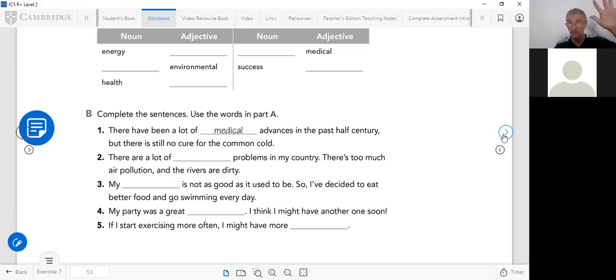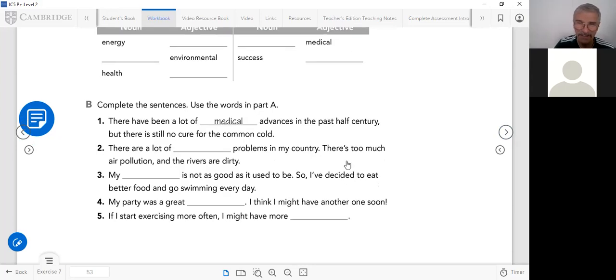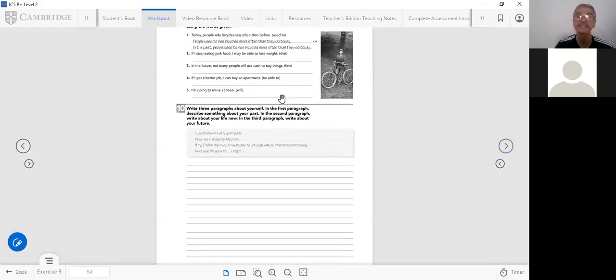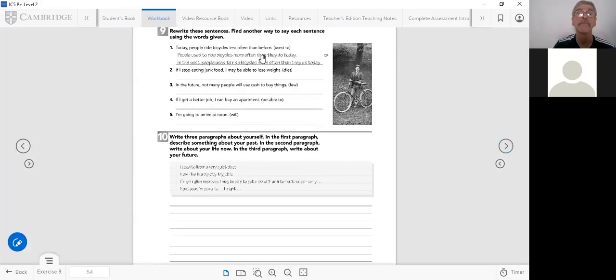There are so many words you have to learn, and it's sometimes difficult. But don't worry, you will get it. So we are on page 53. Only time will tell. Let me continue with page 54, which I think is the end of this unit in the workbook.